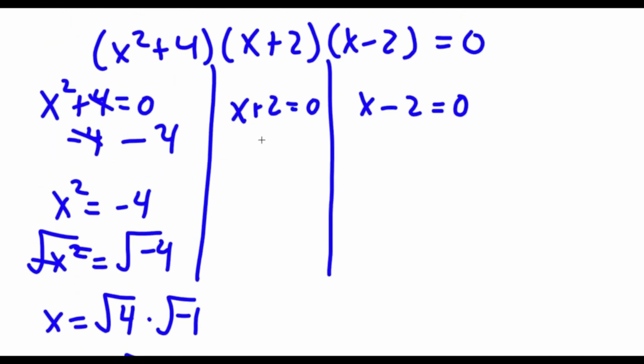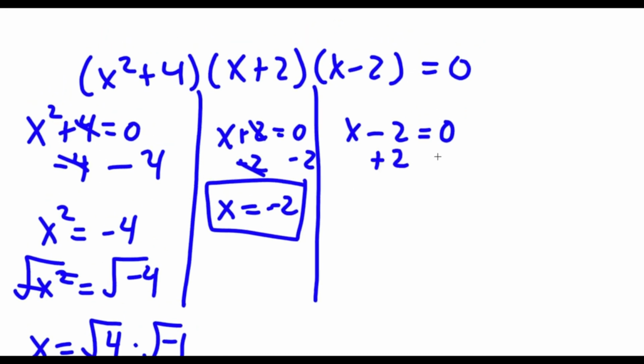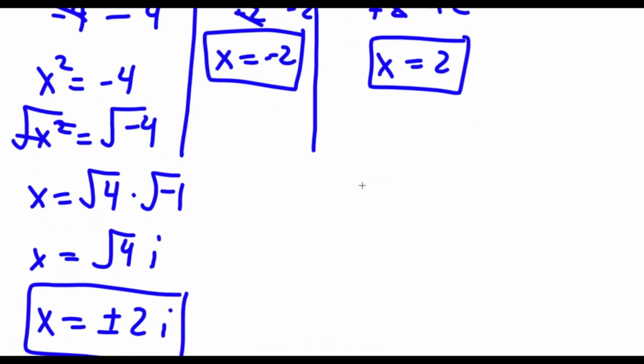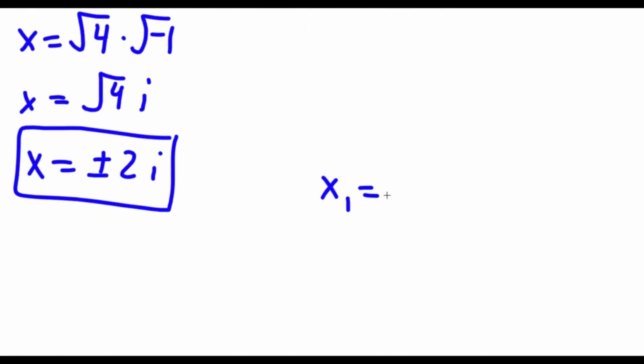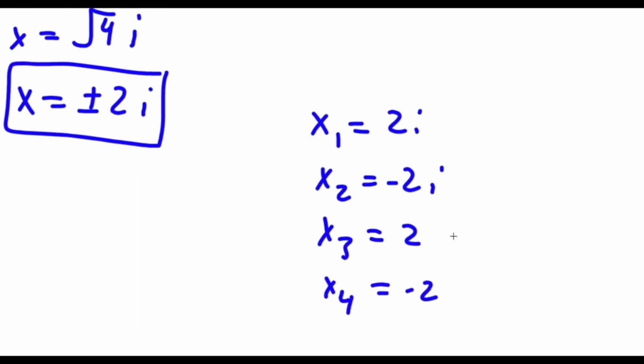Now for x plus 2 equals 0, I'm going to subtract 2 on both sides. And now I'm left with x is equal to negative 2. And for x minus 2 equals 0, I can add 2 on both sides. I'm left with x equals positive 2. So my 4 solutions are x is equal to 2i, x is equal to negative 2i, x is equal to 2, and x equals negative 2.